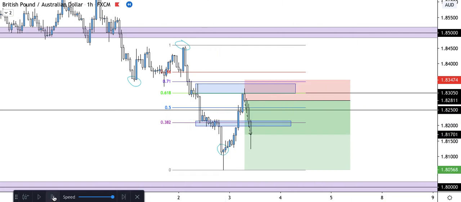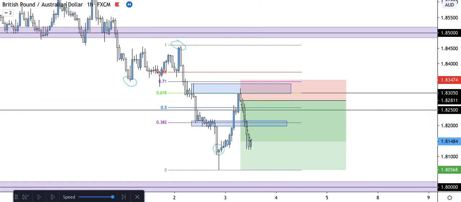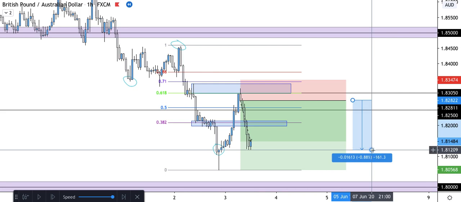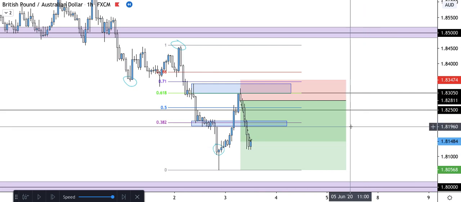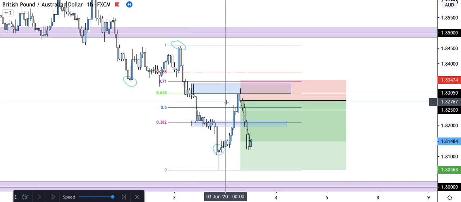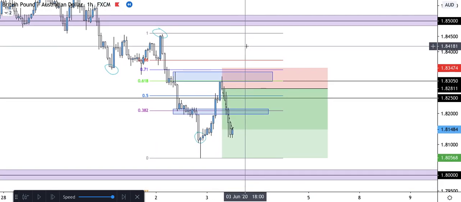So let's see how price turned out. You can see price just continued to push to the downside, and we did come all the way down to around 160 pips. So GBPAUD, very simple trade. Just pure price action analysis: market structure, understanding where support and resistance could be, and using candlestick patterns. Right over here was a nice rejection, and that's pretty much it, guys. It's just very simple and very straightforward.